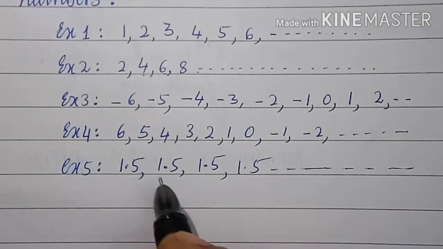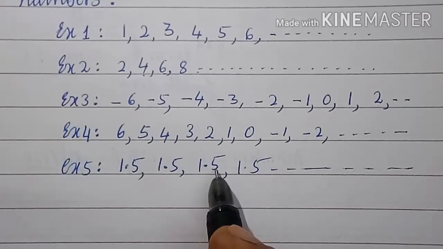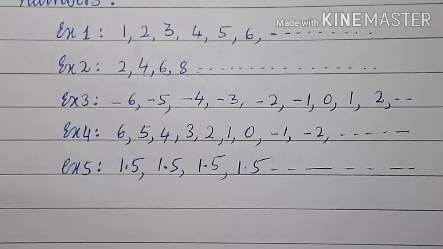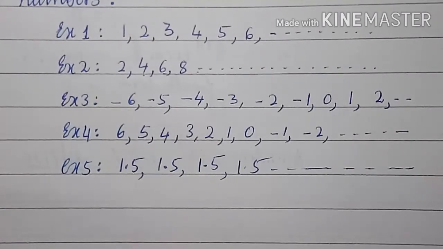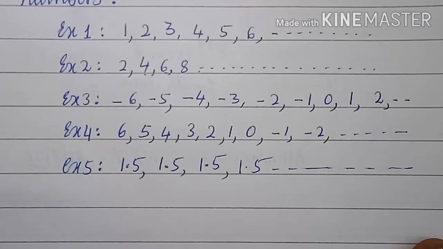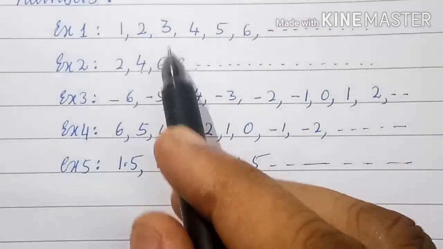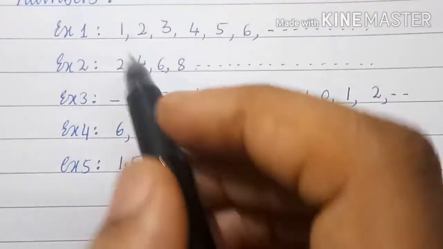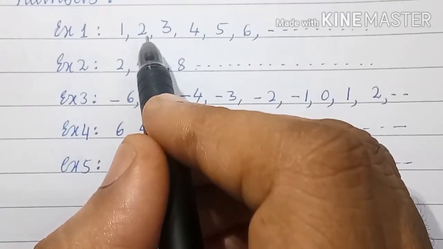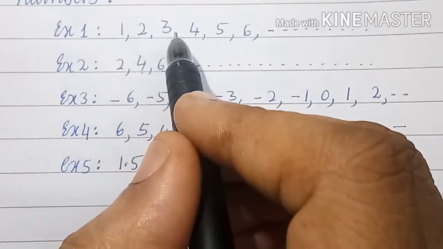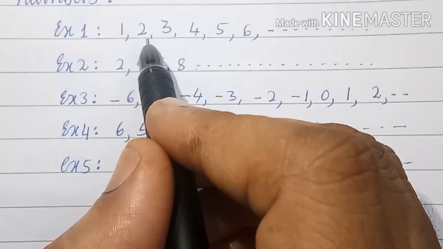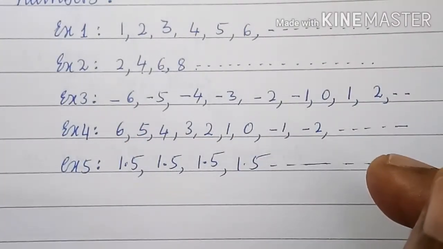In example 5, if I add 0 to 1.5, I get 1.5. If I add 0 to this 1.5, again I get 1.5 and so on. So in all these lists of numbers, a certain fixed number is added to the first term to get second term, and the same fixed number is added to the second number to get third number and so on. Such lists of numbers in which a second number is obtained by adding a fixed number to the first number, third number is obtained by adding the fixed number to the second number, are called APs, that is arithmetic progressions.